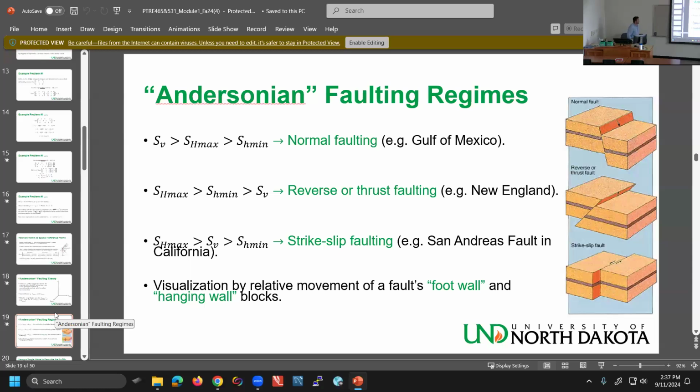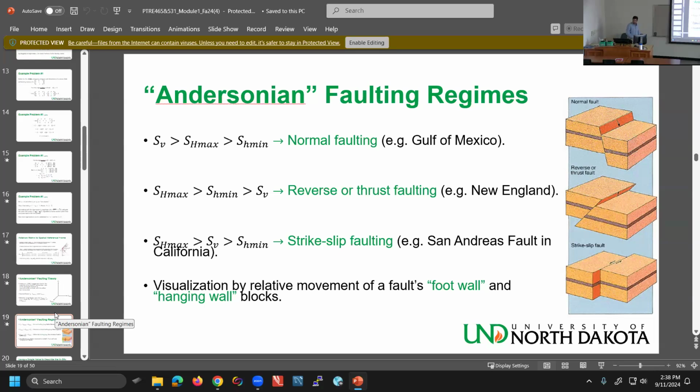Some areas near where we are now in North Dakota are sort of in between normal faulting and strike slip, etc., etc. And we use footwall and hanging wall blocks to visualize it. And we talked about the configurations in each of them. Like for the normal faulting, SV is the strongest, which is obviously above. And then you have the SH max, which is the stronger of the two horizontal, obviously, in between the blocks pushing them. And you have the least one behind the blocks.